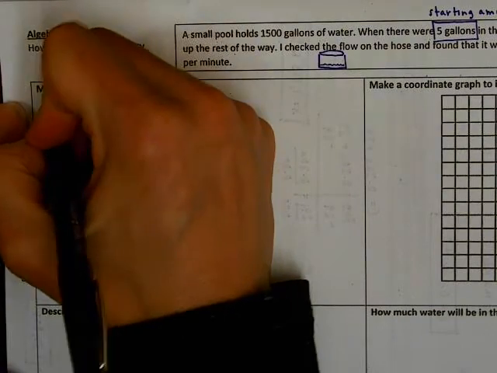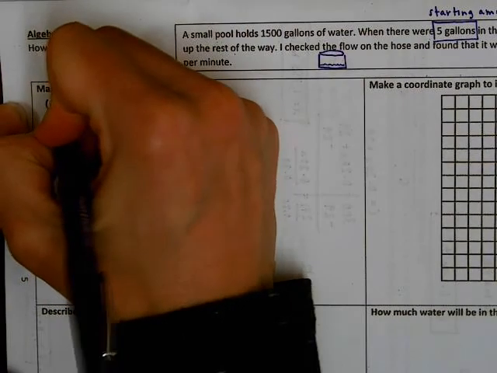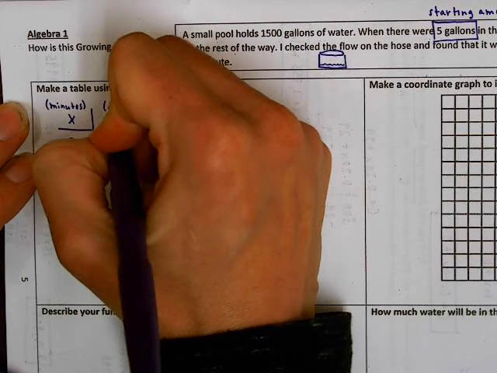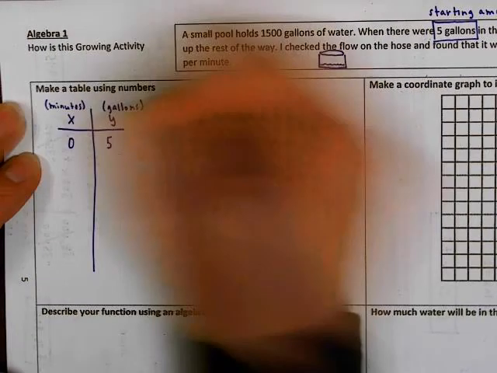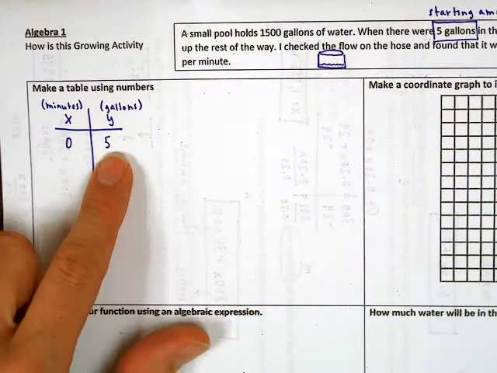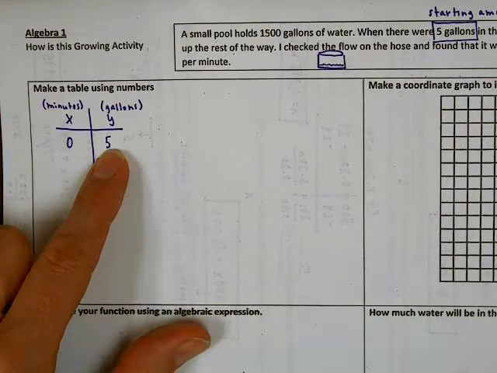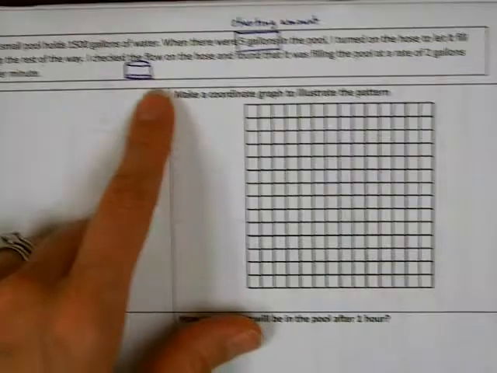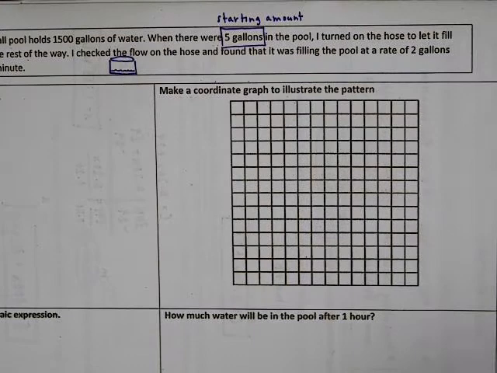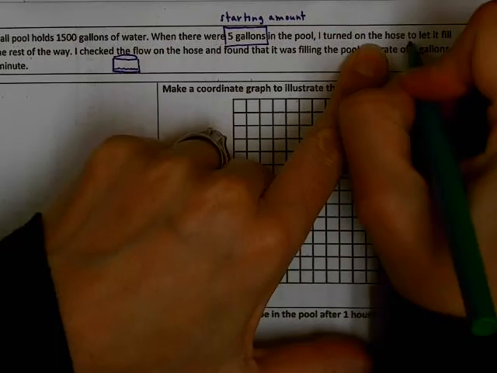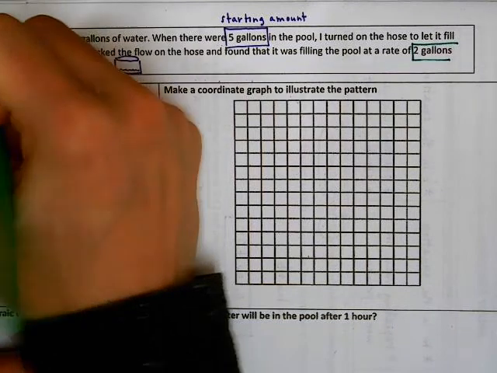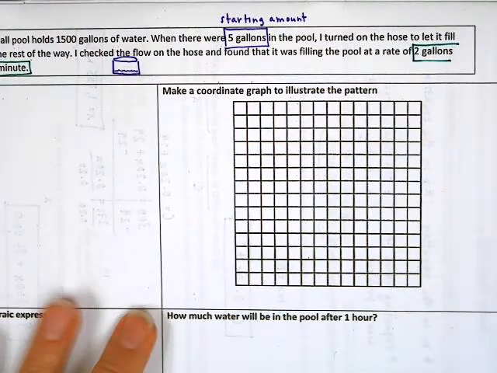I'm going to actually write this. My X we know is in minutes, and my Y is measuring the number of gallons. So when no time has passed, I'm starting off with 5 gallons in the pool. Now, it's telling me here that the pool is filling at a rate of 2 gallons per minute. So each minute I'm adding on 2 gallons.